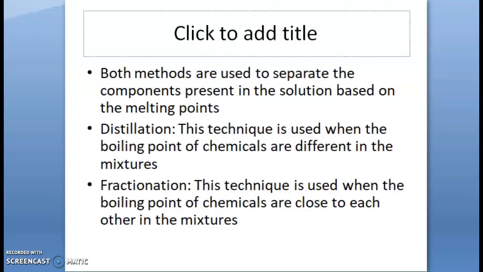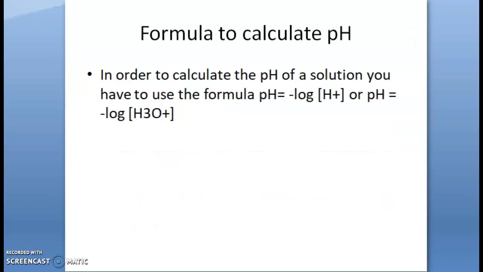Both methods are used to separate the components present in a solution, based on the boiling points. Distillation is the technique used when the boiling points of the chemicals in the mixture are different. Fractionation is used when the boiling points of the chemicals are close to each other, as I told you, like in the petroleum mixture where the temperatures were quite close to each other.